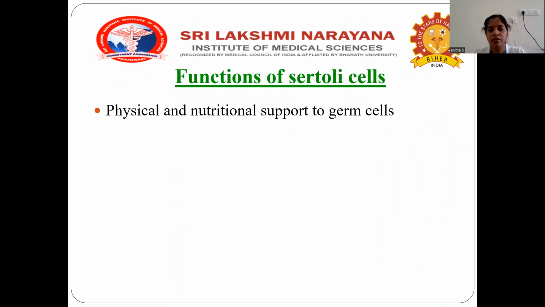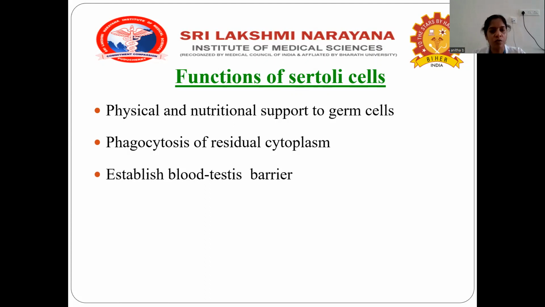First, it gives support to the developing germ cells, both physical and nutritional support. The next one is that it phagocytoses the residual cytoplasm. When the spermatogonia give rise to primary and secondary spermatocytes, some of the cytoplasm is released, and that is phagocytosed by the Sertoli cells. Then the most important function: it establishes the blood testis barrier. It separates the newly formed spermatozoa from the immune system.